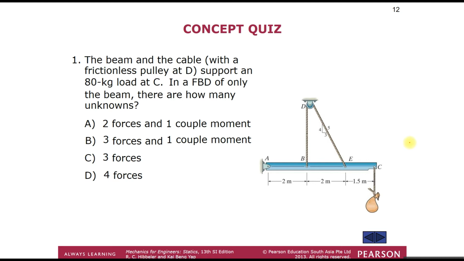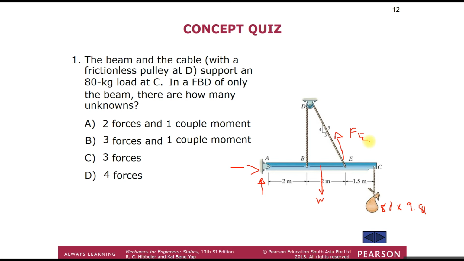First we have the support here. A pin support would have AX and AY. If we know the weight of the beam, we would write it. For C, we know the load is 80 kilogram, so it's 80 kilogram times 9.81 Newton. And also we have the pulley here, which exerts a force on it, so we call it F E.